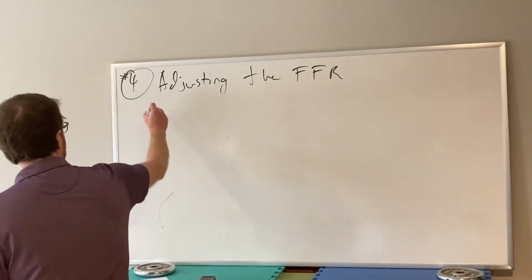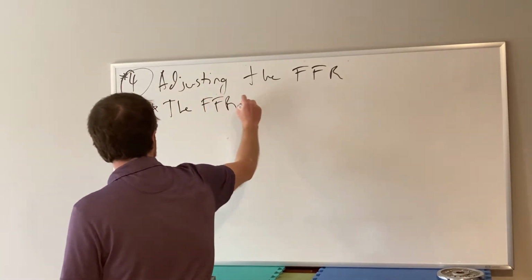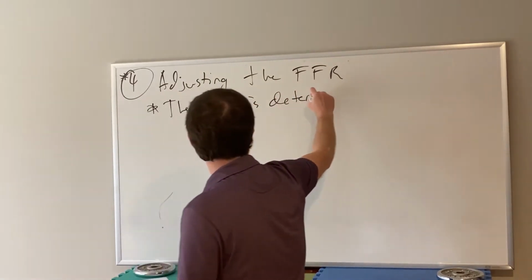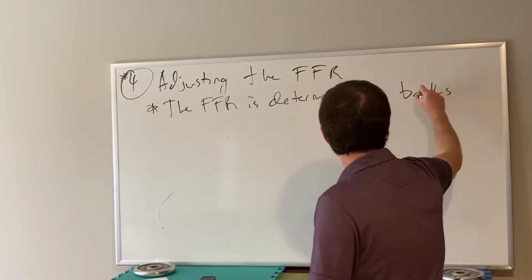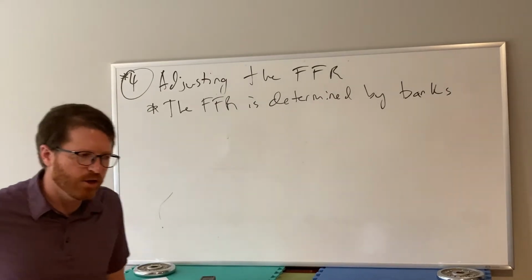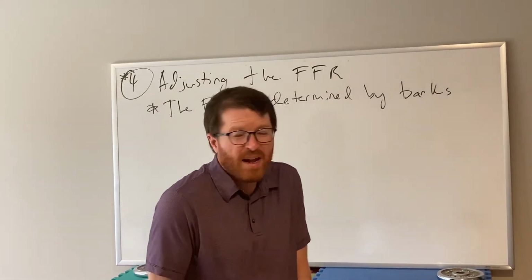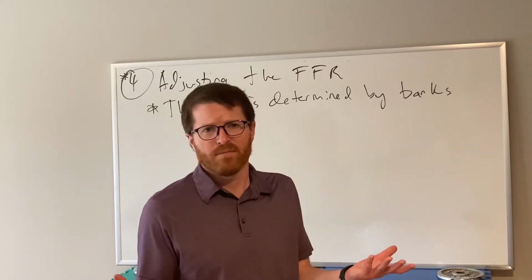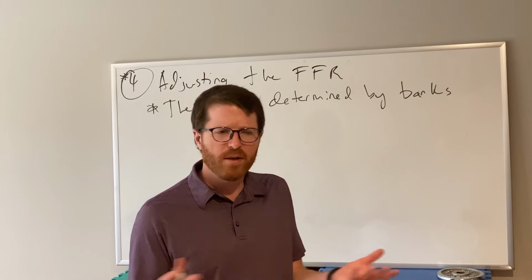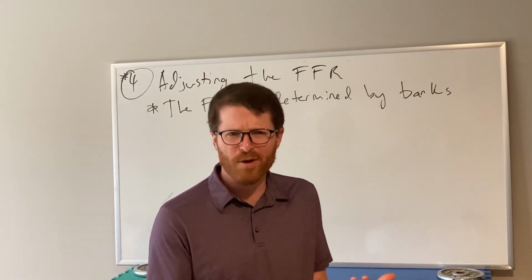So adjusting the federal funds rate, we've got to first recognize that the federal funds rate is determined by banks, not the Fed. So it's not like the Fed can just go in and change the federal funds rate. It doesn't work that way. It's just not how we have it set up, okay? Banks can charge each other whatever they want when they're making a loan, right? That makes sense, right? If one bank wants to loan money to another bank, they can charge each other what they want for those loans.